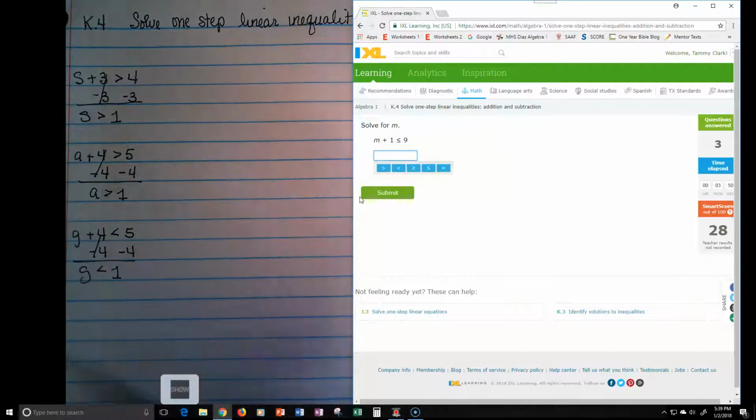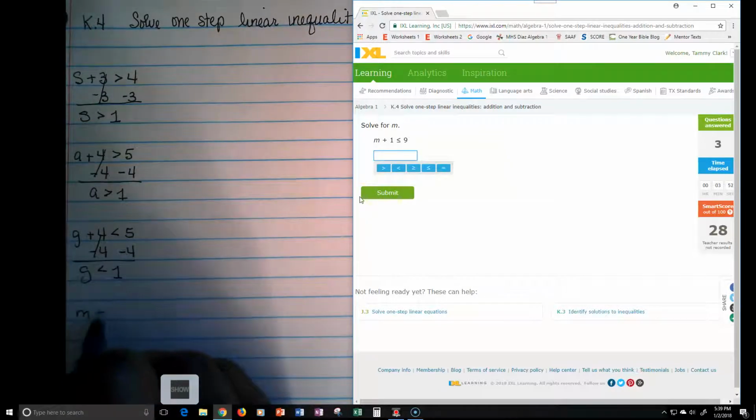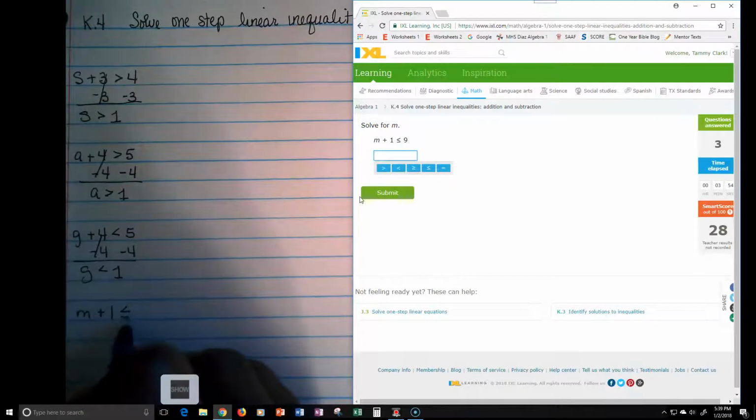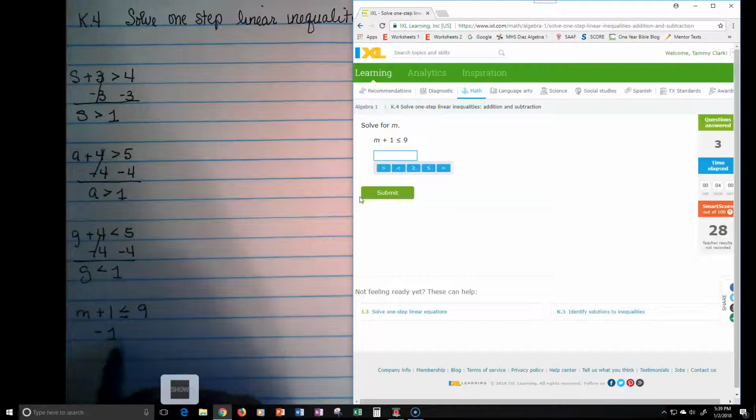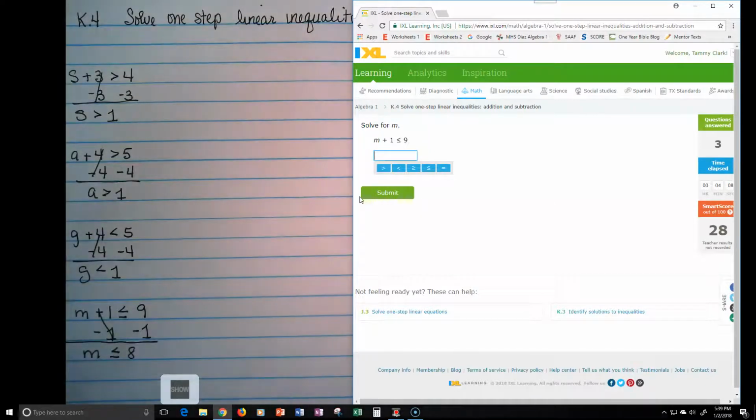And now we have m plus 1 is less than or equal to 9. Again, we want to isolate m or get m alone, so we're going to subtract 1 from both sides of the inequality, and we are left with m is less than or equal to 8.